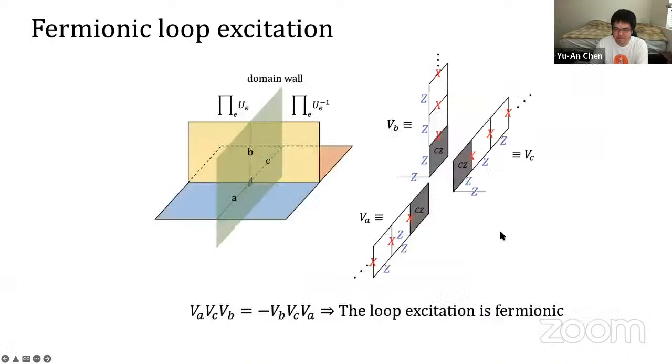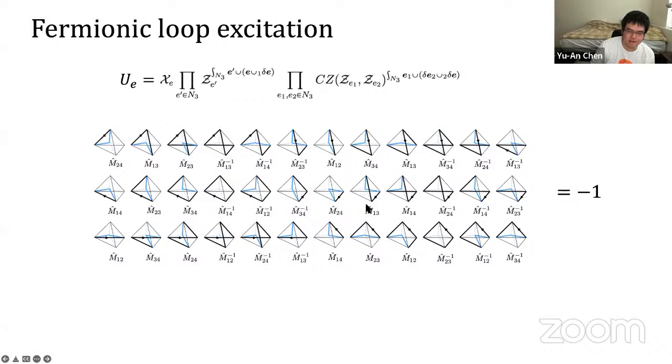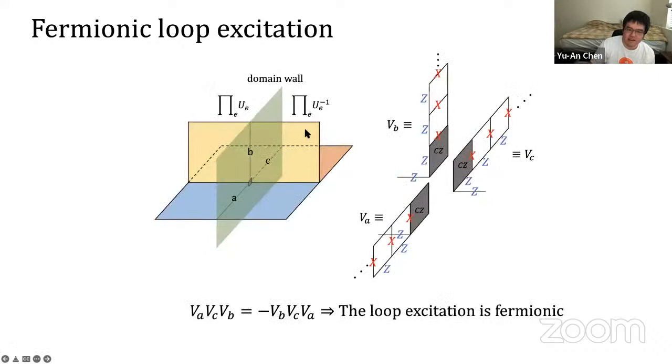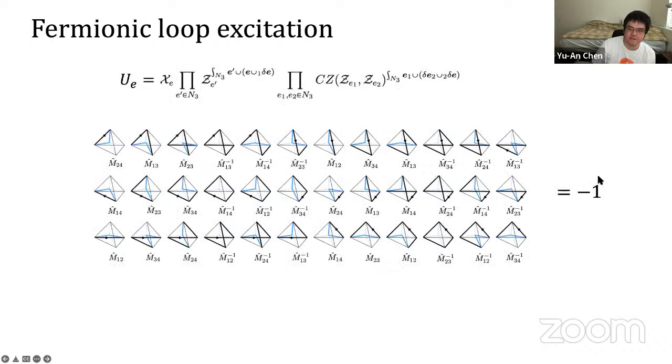I also verified using the other scheme, the process from Fidkowski, Haah, and Hastings. I plug our loop excitation into their process, and I write a mathematical code to check how this operator evolves under this kind of process. It turns out to be equal to minus one exactly. So let's verify my claim from before: the fermion line on the domain wall is equivalent to flipping the loop, which gives you minus one.